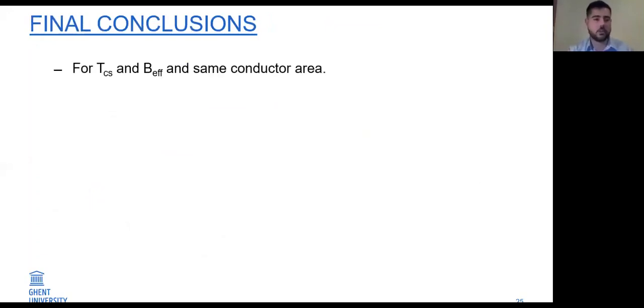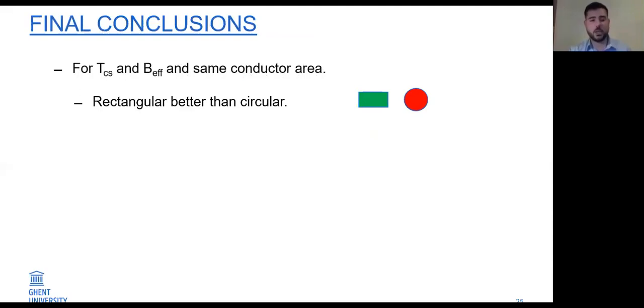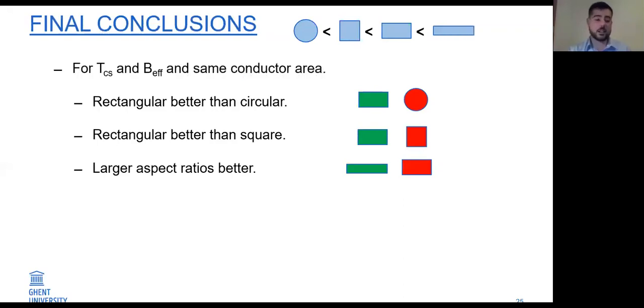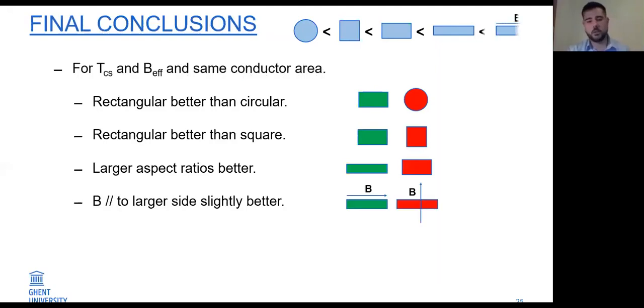So the final conclusions. For the current sharing temperature and the magnetic effective field, at the same conductor area, the rectangular is better than circular. Then the rectangular is better than square sections. Then larger aspect ratios are better than more square aspect ratios. And just to finish, the magnetic field parallel to the larger side is slightly better than B across it.